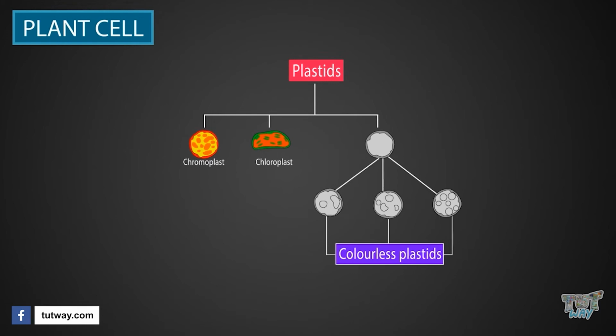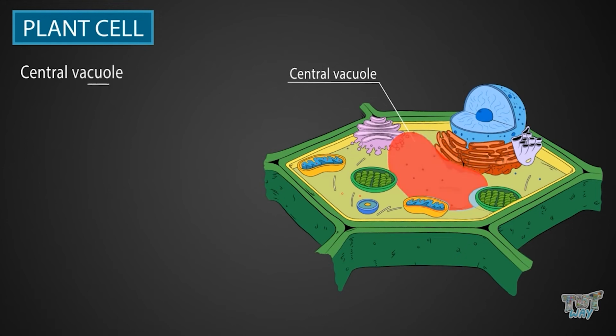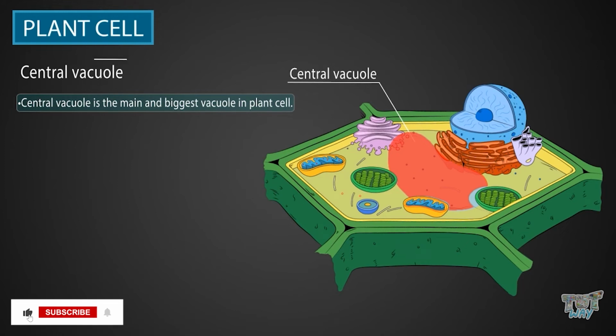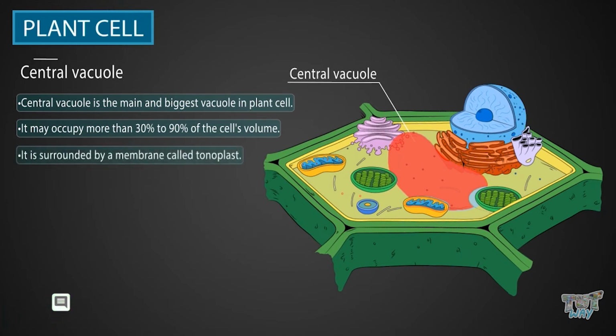Next, we have the central vacuole. A plant cell may have many vacuoles, but the main and the biggest vacuole is known as the central vacuole. It may occupy more than 30 to 90% of the cell's volume. It is surrounded by a membrane called tonoplast.